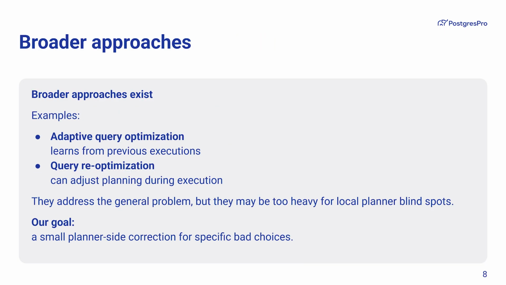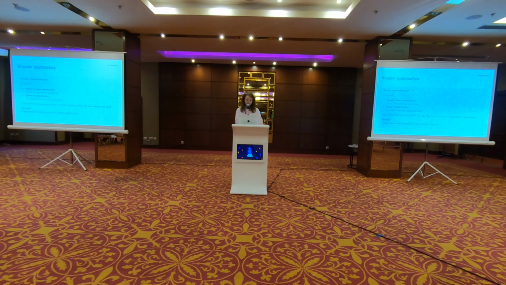There are broader ways to deal with bad estimates. For example, adaptive query optimization. It can use information from previous executions to improve future plans. And query reoptimization can also use runtime information and adjust the plan during execution. Of course, these are powerful ideas, but for the cases that I will talk about in this talk, we wanted something smaller. The goal is not to solve the whole cardinality estimation problem. The goal is to improve a few specific planner decisions when the estimate becomes unreliable.